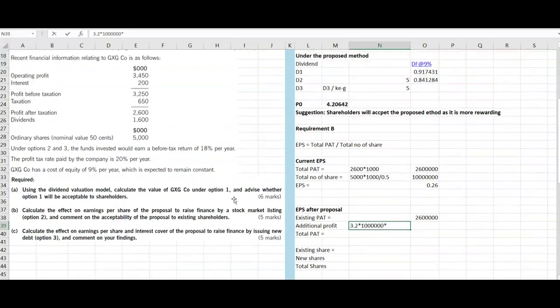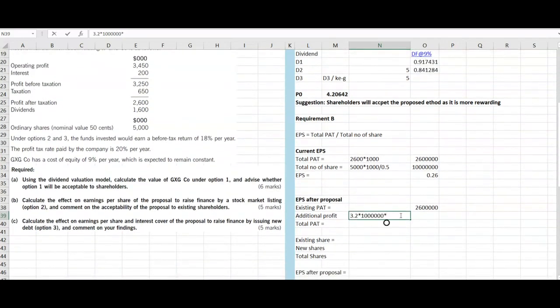and this number is going to be invested and the company will earn 18%, but they have to pay tax for this because it is given as before tax. So tax has to be considered here because the number which we are trying to find is the profit after tax. So we'll have it as 1 minus 0.2, since the profit tax paid by the company is 20%. We'll close the bracket and we'll get the answer.